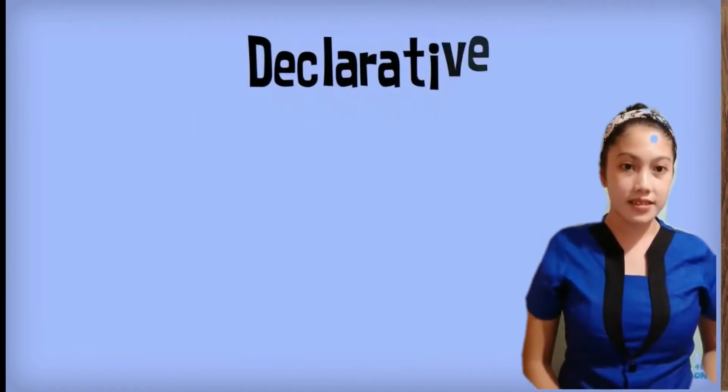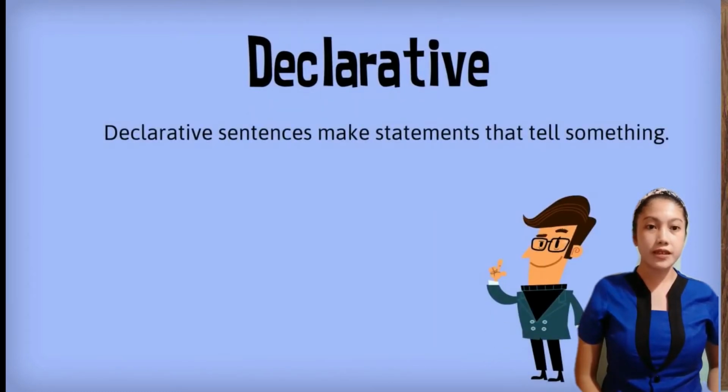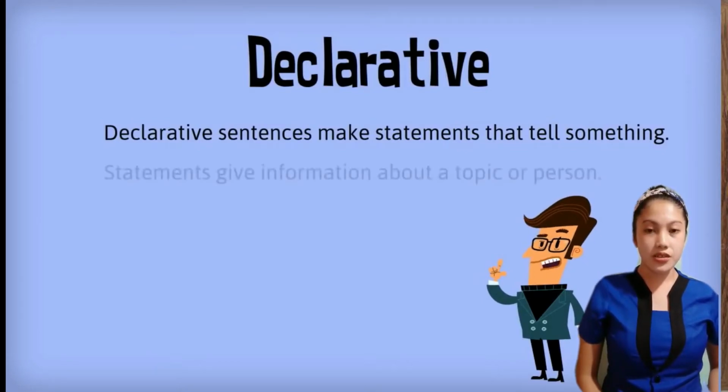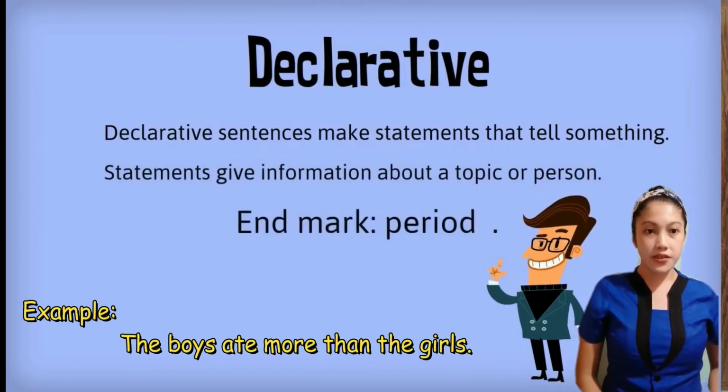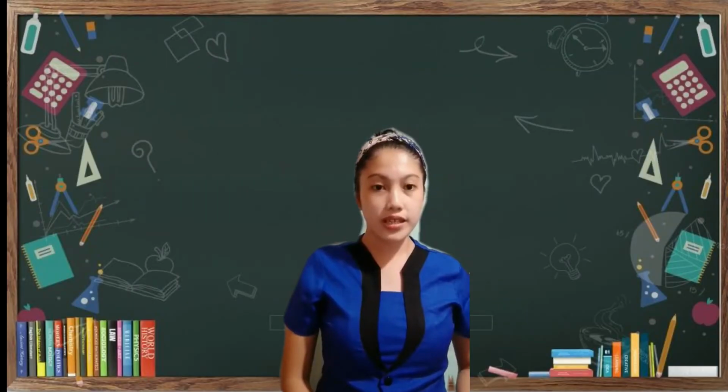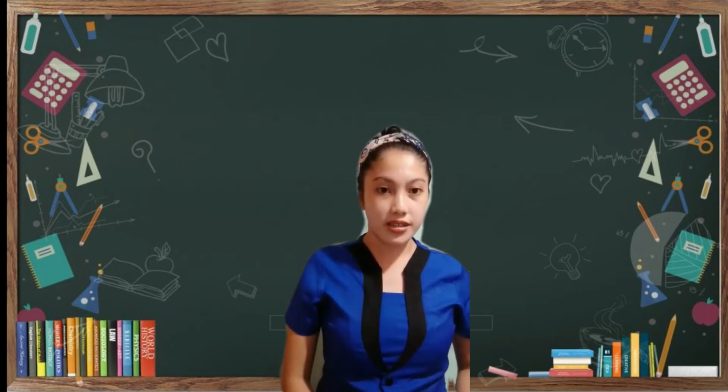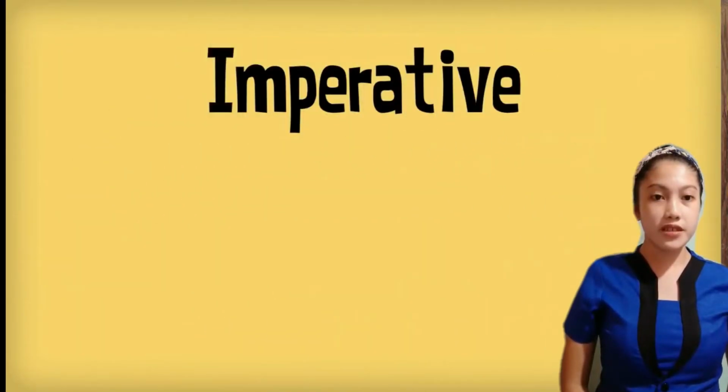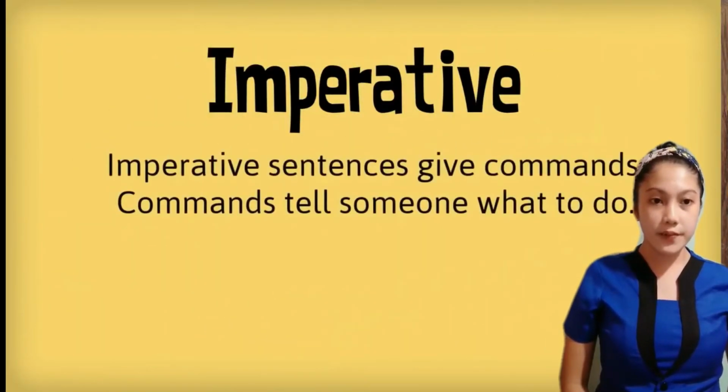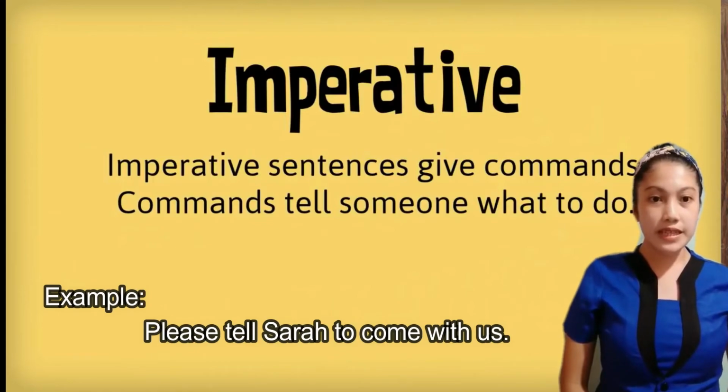So what is the declarative sentence, class? The declarative, class, is a statement that ends with a full stop or a period. For example, the boys ate more than the girls. So it ends with a period. The imperative is a command or a request. Example, please tell Sarah to come with us.